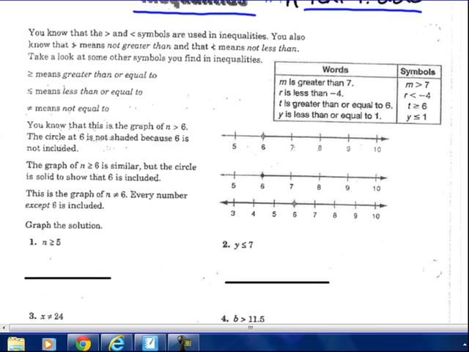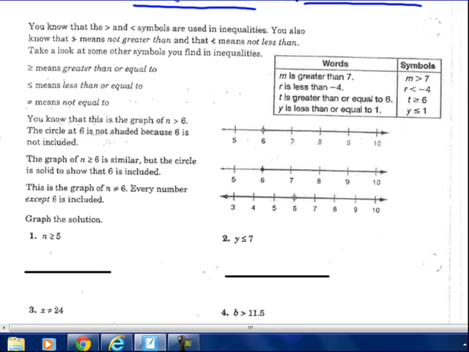You've talked about inequalities before in the past using the symbols greater than and less than. You also know that not greater than means not greater than, and the symbol less than with the slash through it means not less than. Take a look at some other symbols that you can find in inequalities. Greater than or equal to, it's got that little equal line, means greater than or equal to. Less than or equal to means less than or equal to. And not equal to.